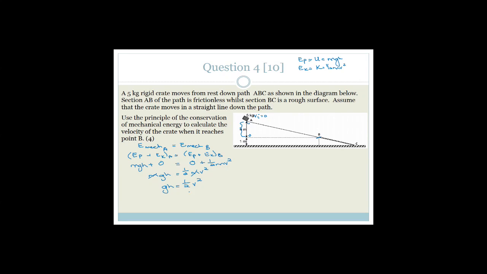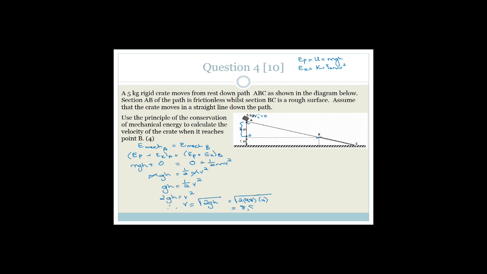Therefore, solving for this, we get 2gh is equal to v squared. Therefore, v is equal to the square root of 2gh. So that is equal to the square root of 2 times 9.8 times the height of 4. Then we're just going to pop that in our calculator. So we have the square root of 2 times 9.8 times 4 equals, which becomes 8.85 meters per second.